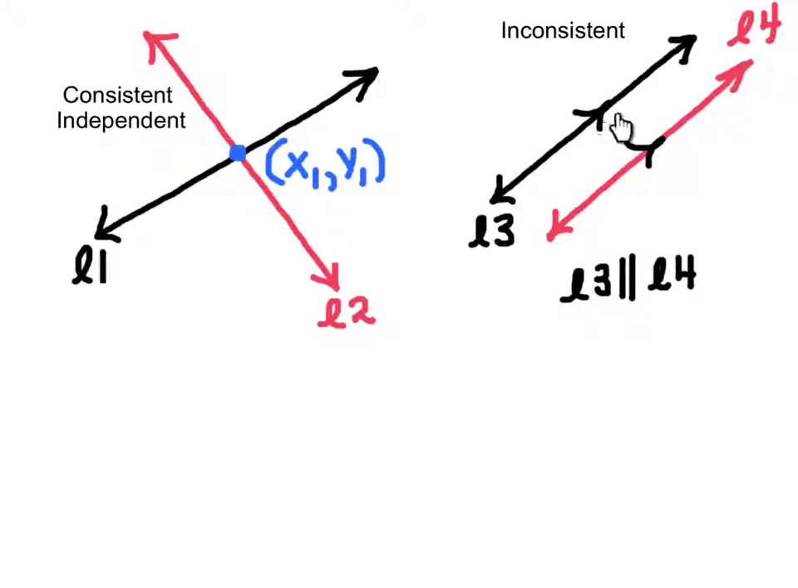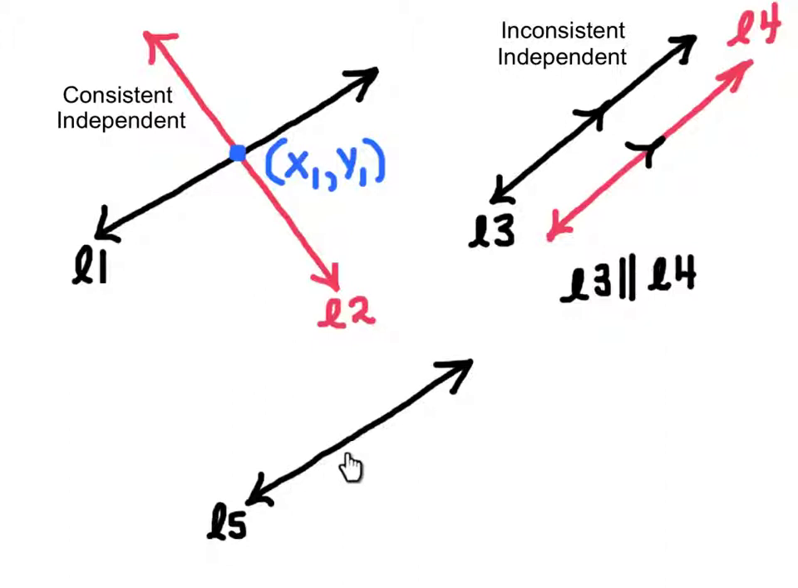So when two lines never intersect, we say they're inconsistent. And they are also independent lines. So these are independent lines that are inconsistent. Over to the left, we have line 1 and line 2 are consistent because they do touch, and line 3 and line 4 are inconsistent because they never touch because they're parallel.